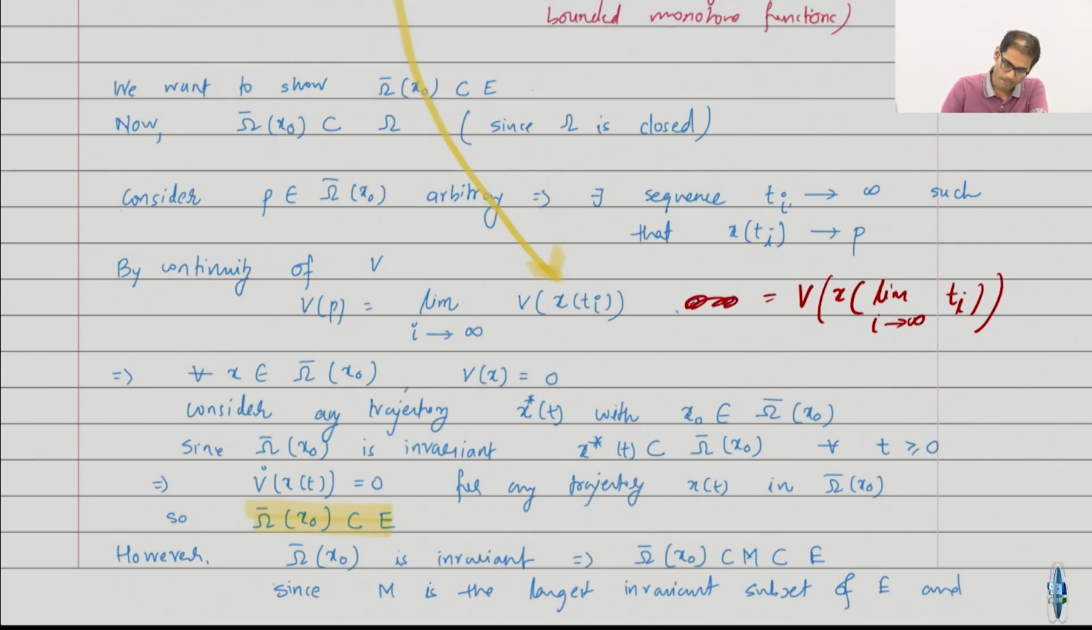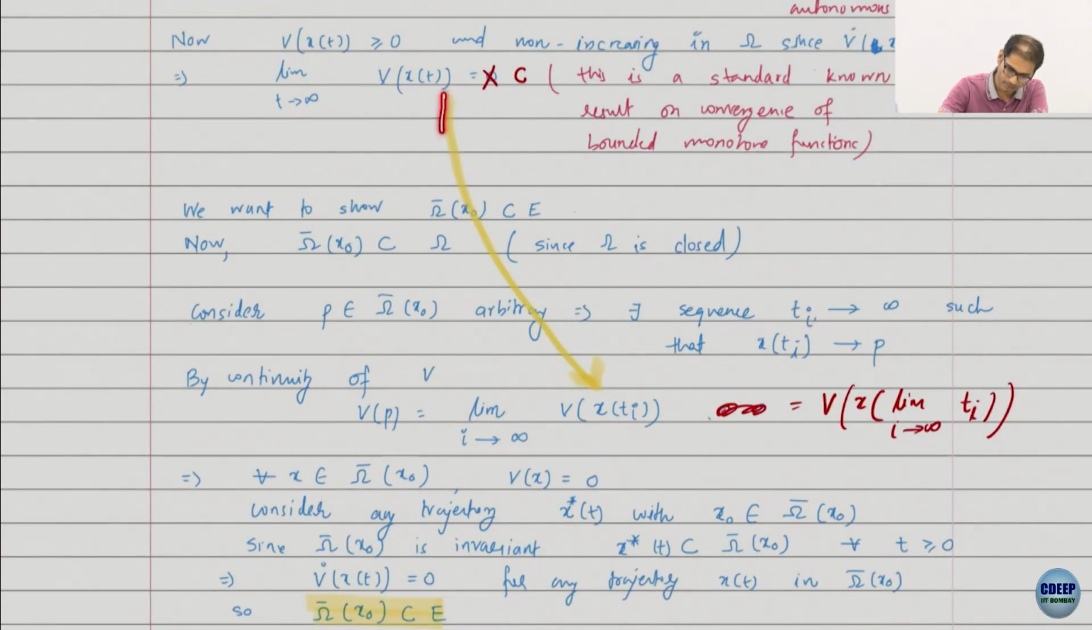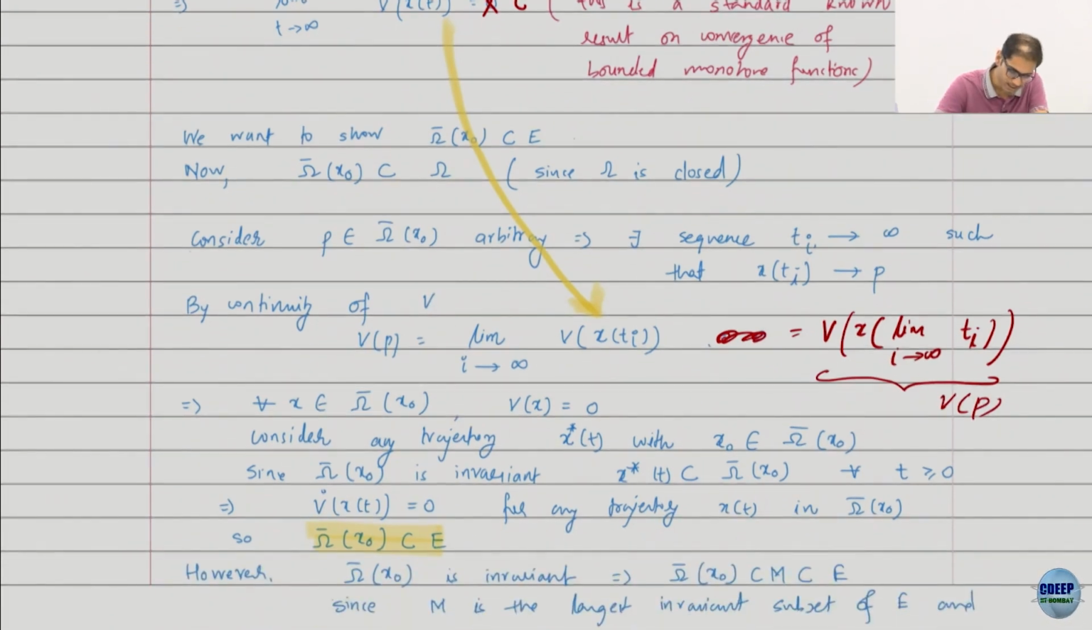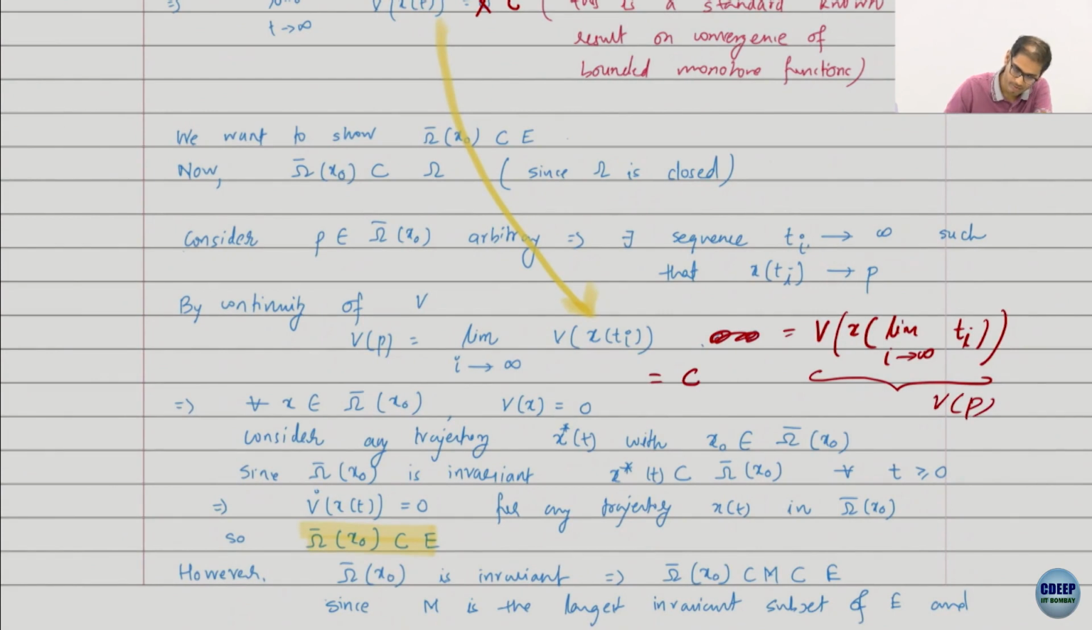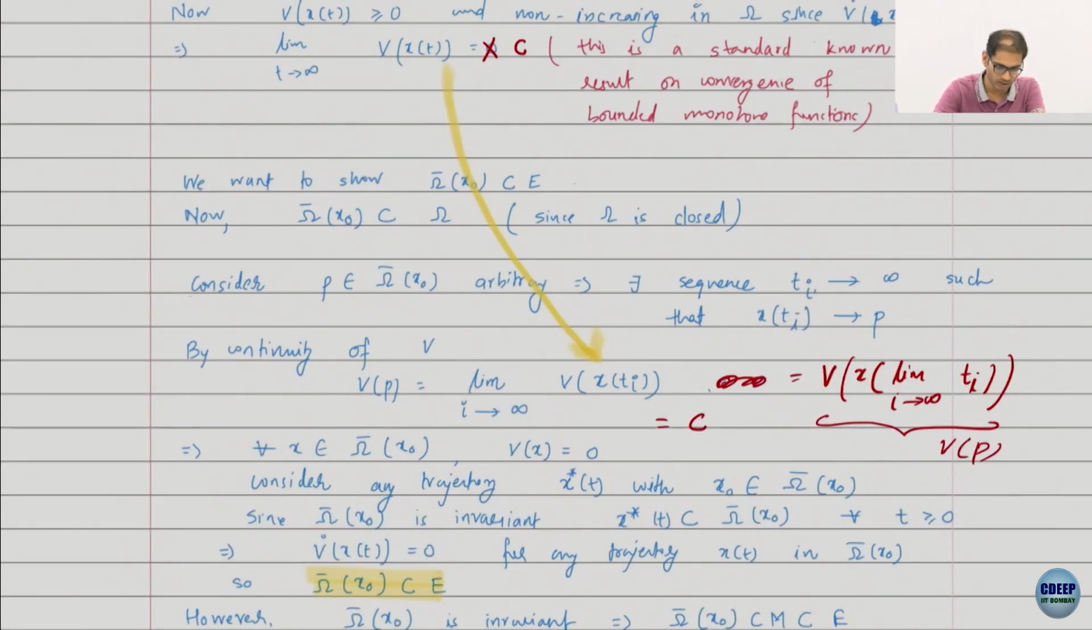Okay, and what do I know? From this result here, the limit as t goes to infinity, that is v of p, right? Just take the limit here and this is just p inside by the definition here, and then v of p is this guy, and this limit as i goes to infinity of v of x(t_i), just by moving it outside. And this is equal to some constant, because of this result, by the monotone convergence theorem.